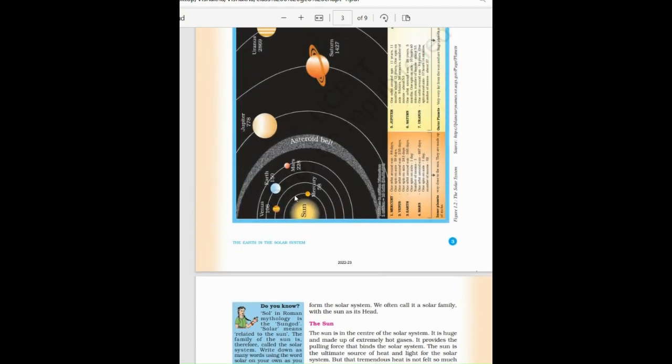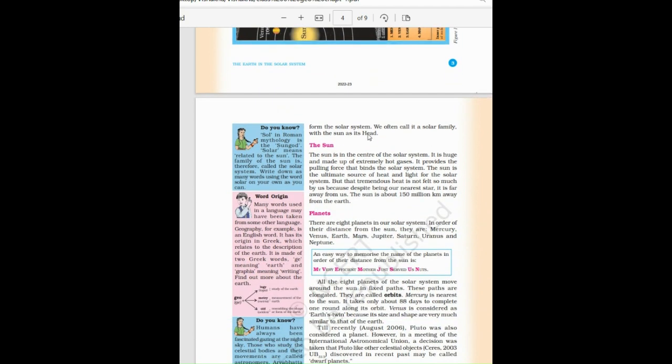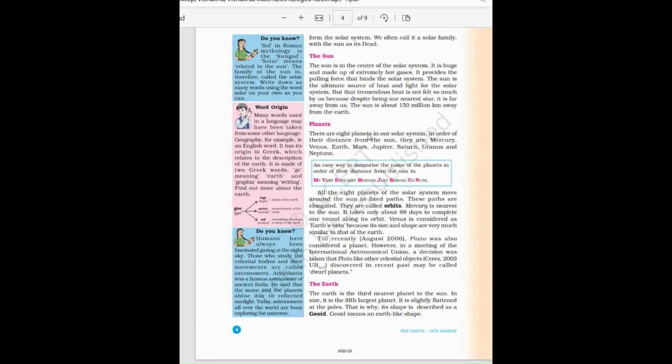This is the orbit you can see in this picture. This is Mercury's orbit, this is Venus's orbit, and this is Earth's orbit. Like this, all the planets have their own orbit to take a round of the Sun. They take different times to complete one round of the Sun, just like Mercury takes 88 days. Venus is considered Earth's twin because its size and shape are totally similar to the Earth.